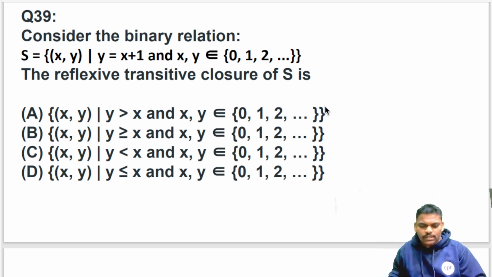R1 is A to B, R2 is B to C, so B cancels and A to C will come. First R1 you start, then R2. Please be careful. He is asking for the composite relation from A to C. A to C means R2 R1. Please be careful, R2 R1. Inside is R1.